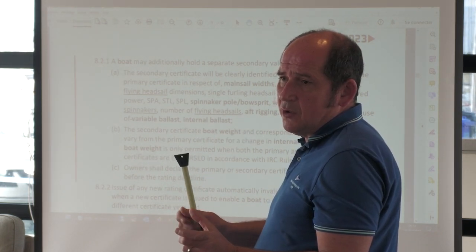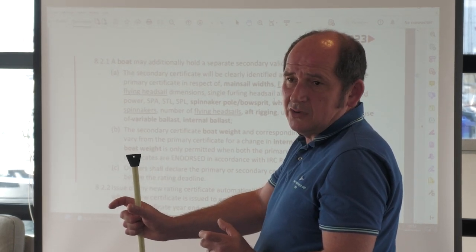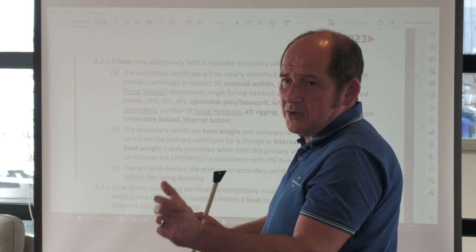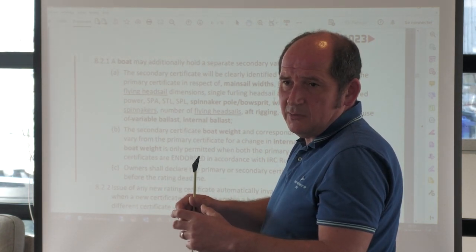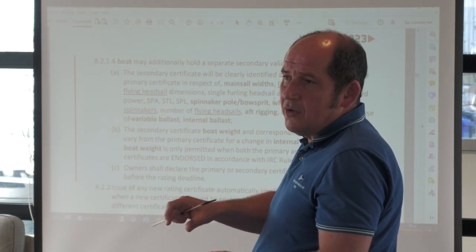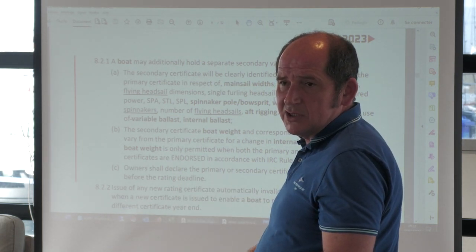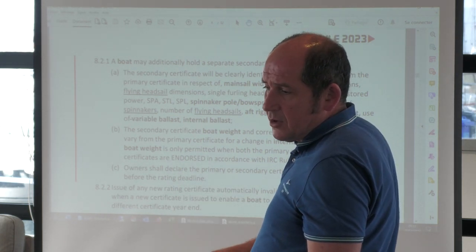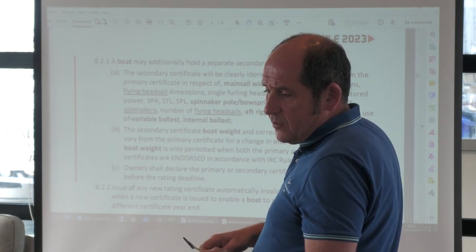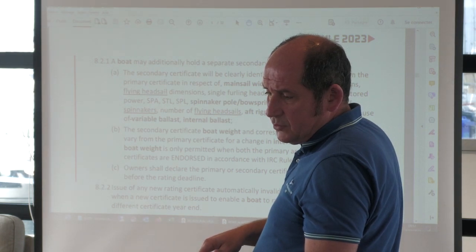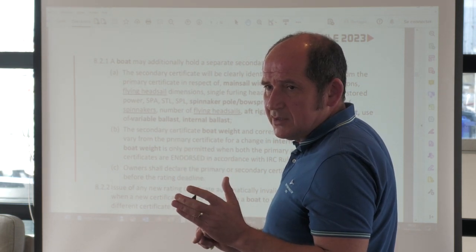That way, for instance, an owner may use a secondary certificate for short-handed racing, or he may use the first one, full crew, for inshore racing, I would say windward-leeward, and the second certificate for offshore races, like the Turkish Heli Cup, for instance. So it's just for us to give more possibility for an owner to configure his boat.